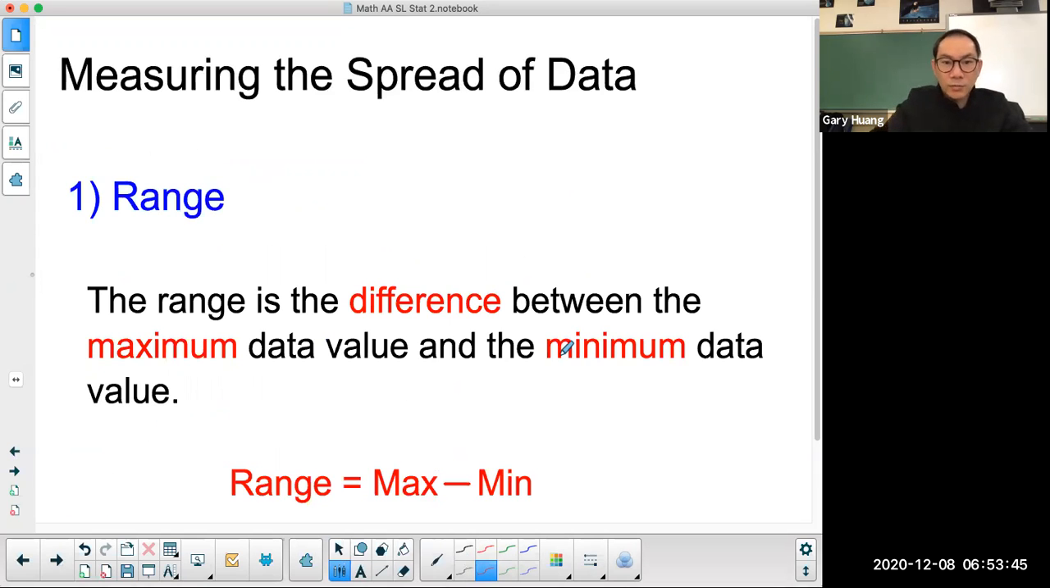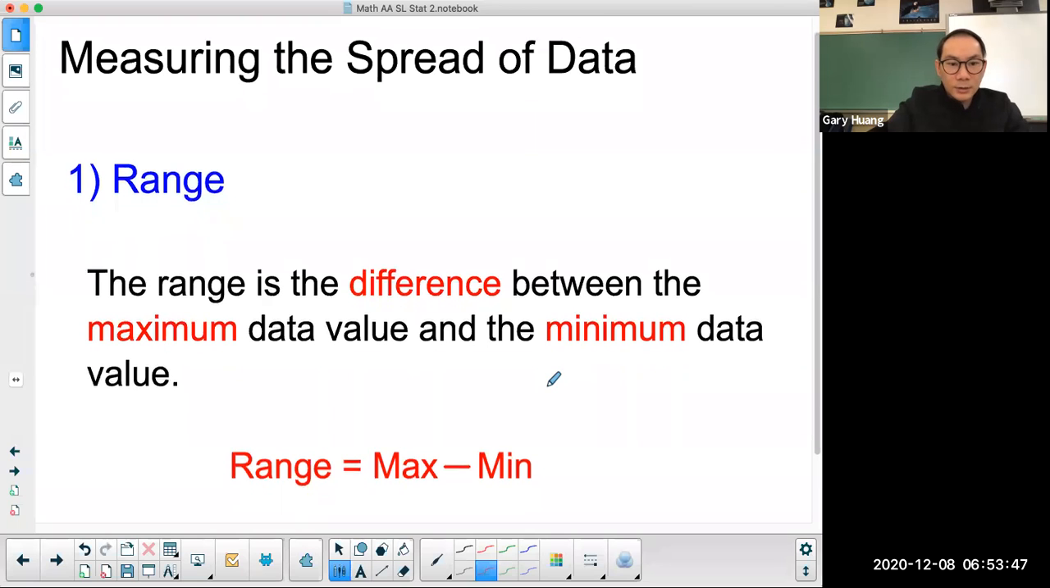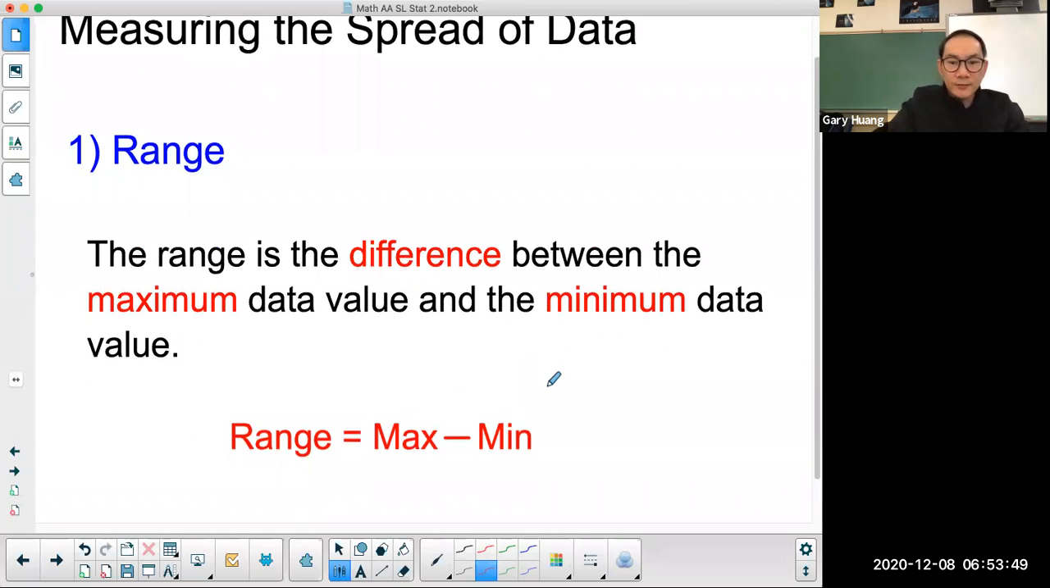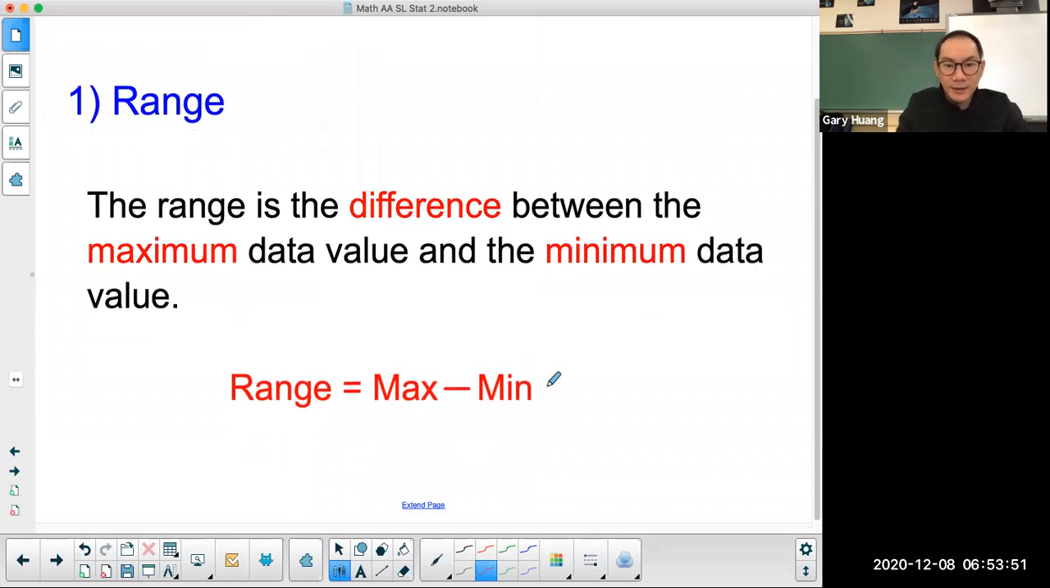First of all, what is the range of a set of data? Well, the range is really the difference between the maximum data value and the minimum data value. So all you have to do is look for the biggest number in the data set and subtract the smallest number in the data set. So that's a pretty easy concept.